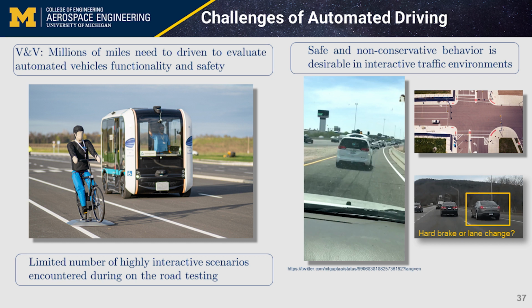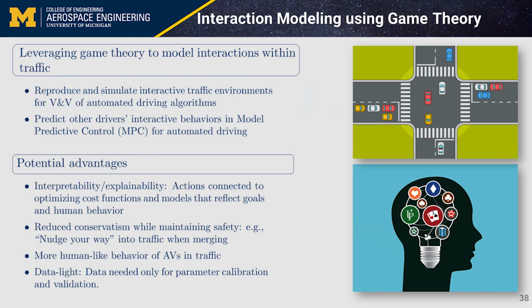By the way, of course, there are other situations in traffic, for example, intersections, in particular unsignalized intersection crossing, or even lane changes where there are multiple vehicles doing something. They also have this highly interactive behavior. So, how can we leverage game theory to model interactions within traffic?